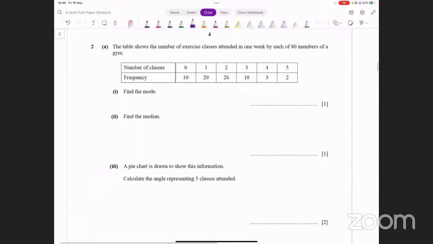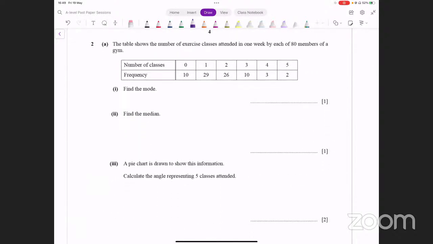Question number 2. It says the table shows the number of exercise classes conducted in 1 week by each of 80 members of a gym. We need to find the mod first of all. Mod क्या होता है? जो सबसे ज्यादा repeated value होती है. Frequency जिसकी सबसे ज्यादा है. किसकी सबसे ज्यादा frequency है?